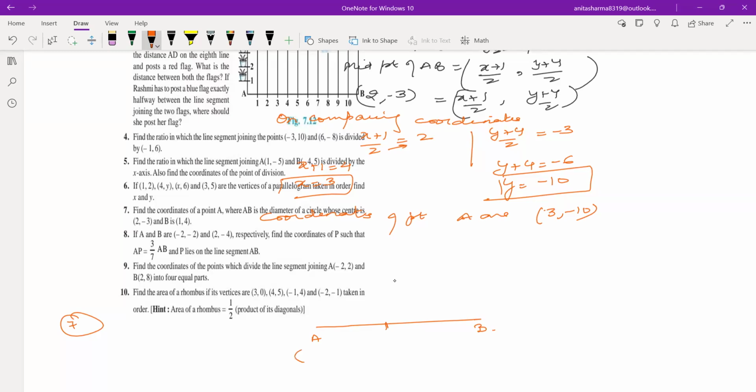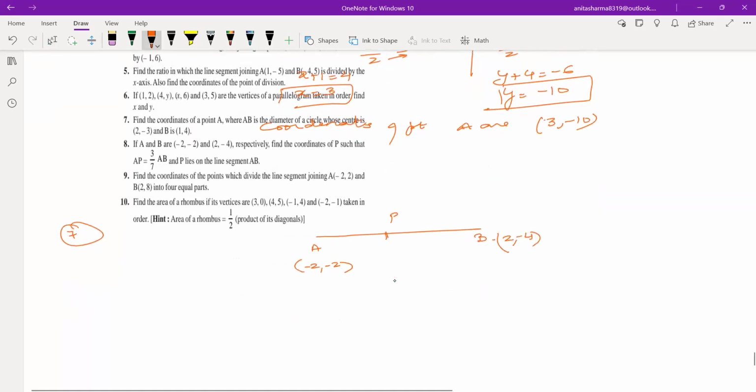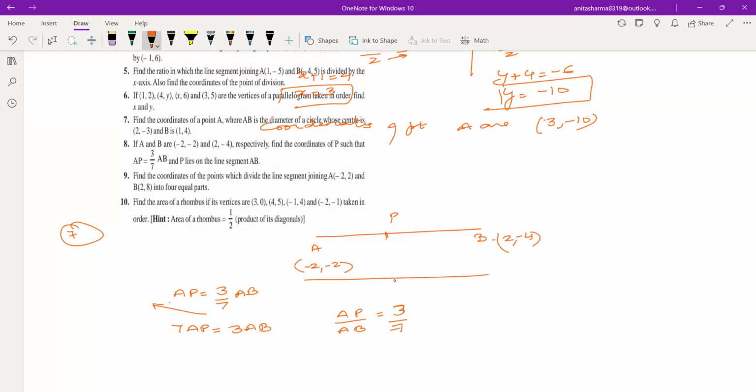So coordinates of A are -2, -2. B point is this, beta, and B coordinate is 2, -4. Now you have been given that AP is equal to 3 by 7 AB, right? So cross multiply, 7 times AP is equal to 3 AB. Or AP by AB, you can write 3 by 7, right, beta?